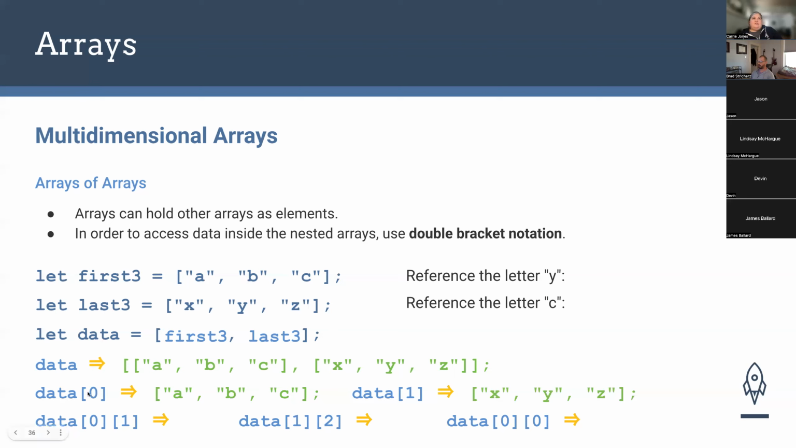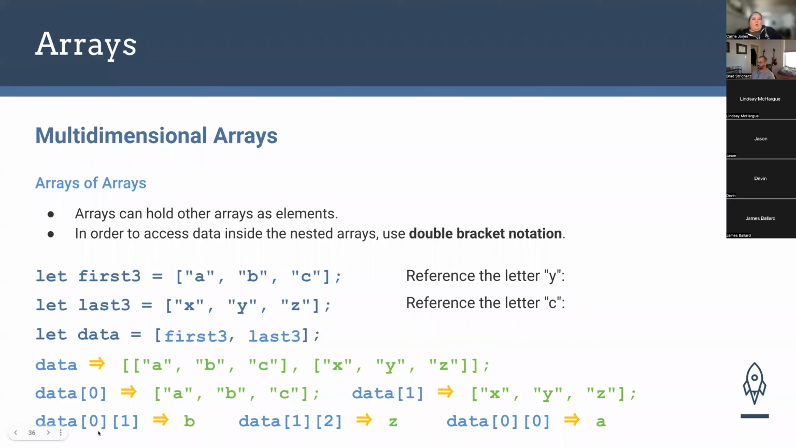So that's important to understand, because when you get into the double notation, you really have to pay attention, right? So what letter would I find at data at index 0 at index 1? B. Good. What would I find at data at index 1 at index 2? Z. Good. And how about data at index 0 at index 0? A. Okay. Any questions about that? This is important. No, I think I got it.